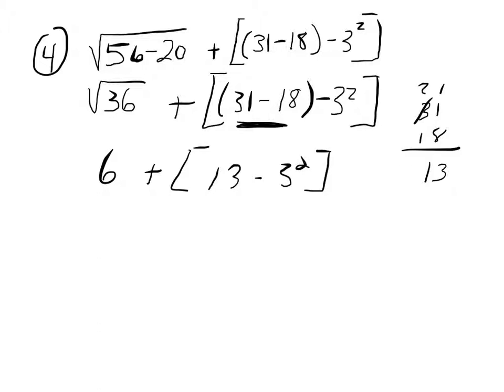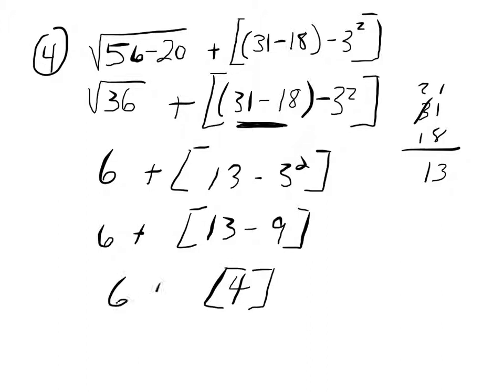Okay, now inside the brackets I either have subtraction or exponents. I have to do exponents first. So it'd be 13 minus 9. Okay, I almost have that bracket down to one number. 13 minus 9 is 4. And 6 plus 4 is 10.